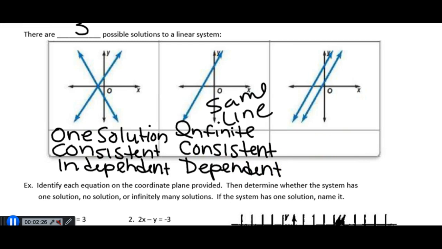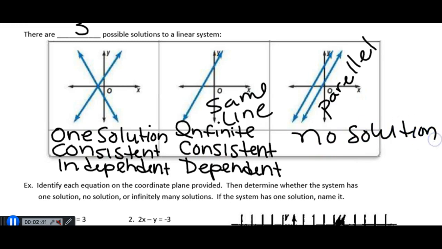The third example is two lines that never intersect, or what we know as parallel lines. And parallel lines have no solution. And they're considered inconsistent because they have no solution.